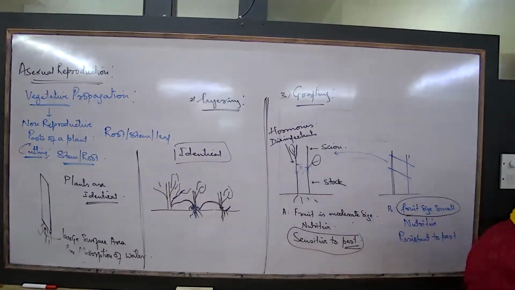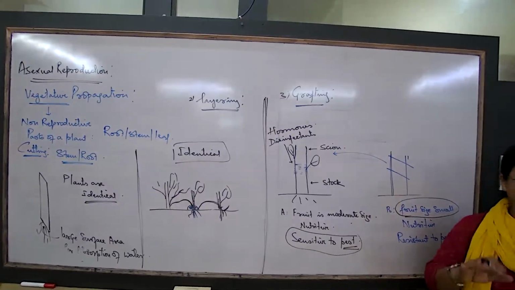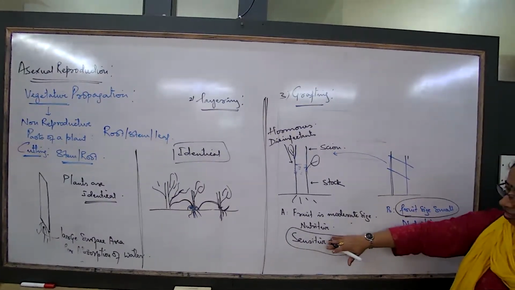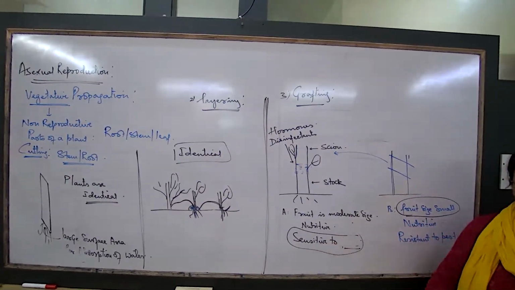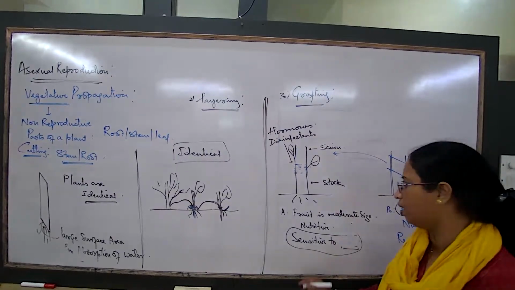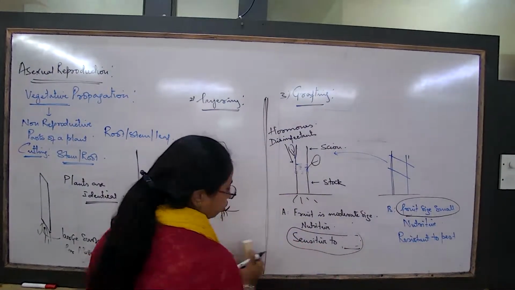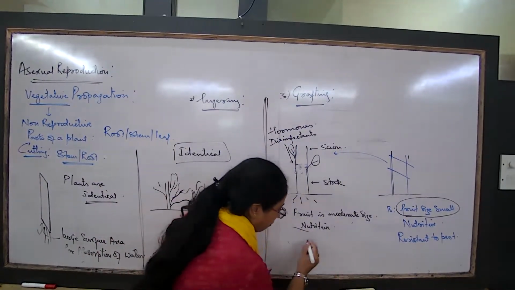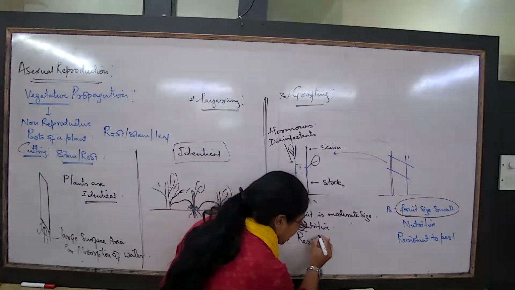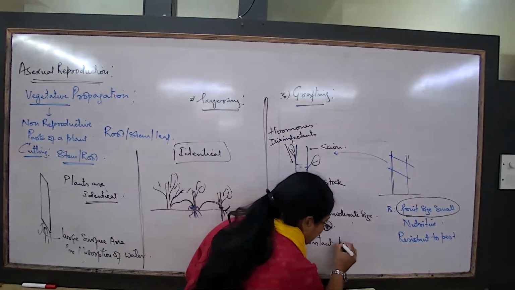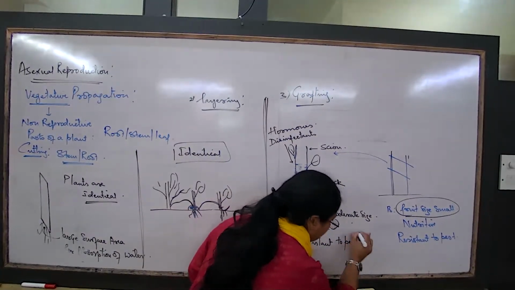And when in this new season, when the fruits and everything develop, we get to see that this plant is no more sensitive to pests at all. This new plant is no more sensitive to pests. Rather, it has improved now. It has become resistant to pests.